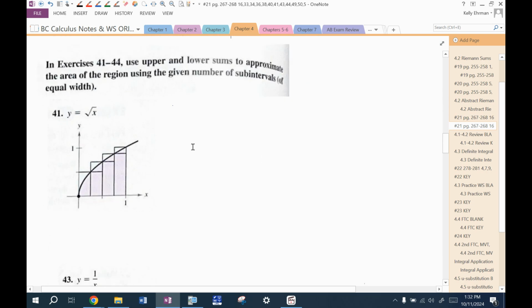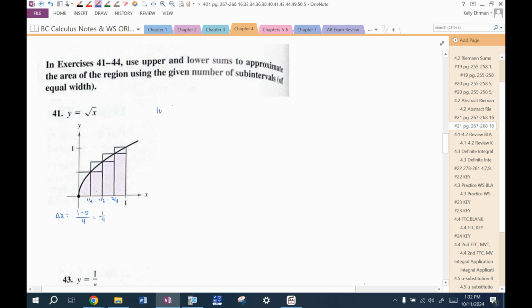For number 41, use the upper and lower sums to approximate the area of the region using the given number of subintervals. So there are 1, 2, 3, 4 subintervals here. So the first thing is to calculate your delta x. It's the end of the interval minus the start divided by the number of subintervals, which is 4. So every rectangle has a width of 1/4. And I like to write that in 1/4, 1/2, 3/4.